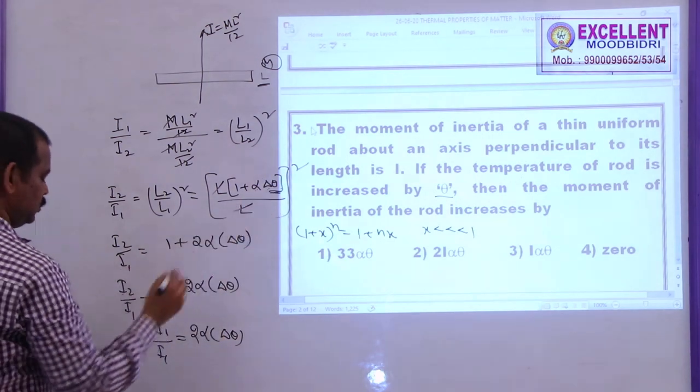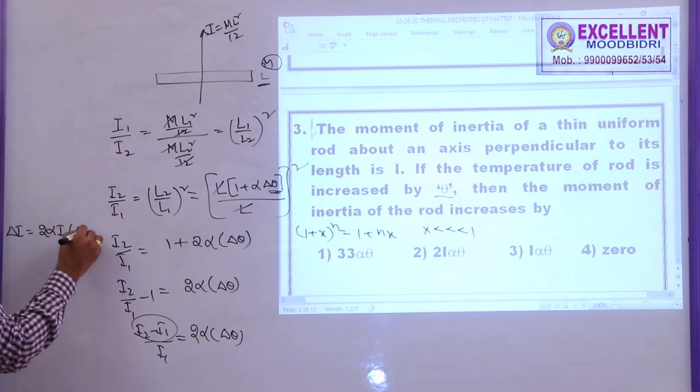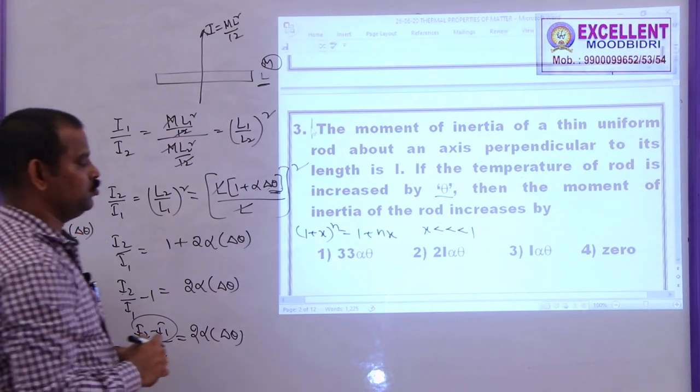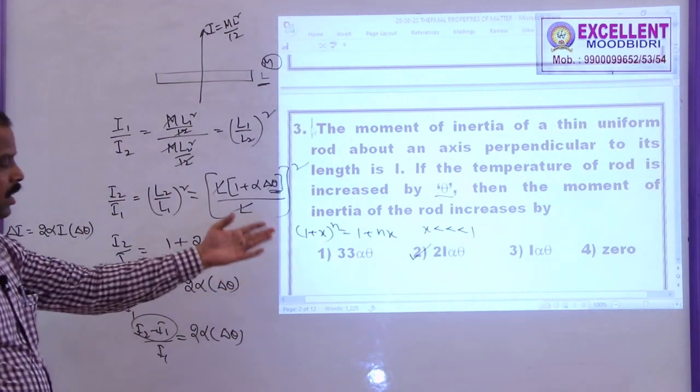They are asking the change in this one, the differential. So this is delta I is equal to 2 alpha I into delta theta. So the answer is 2 alpha I into theta, that is, delta theta is theta here. Option 2 is correct.